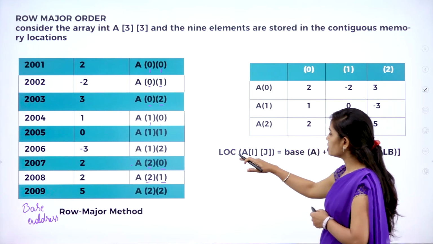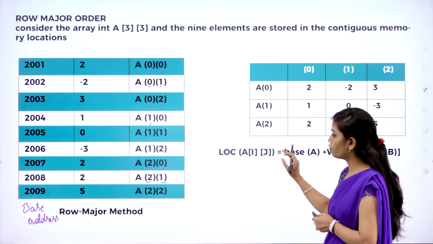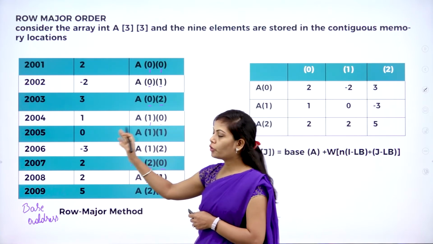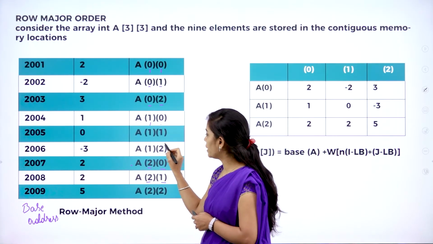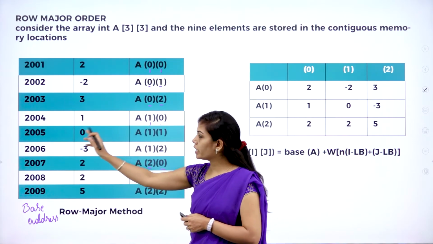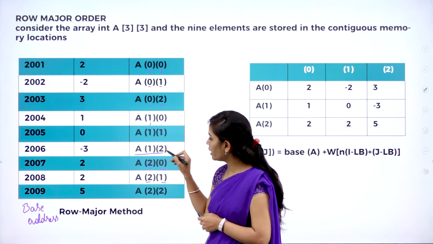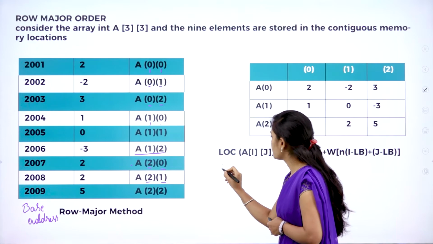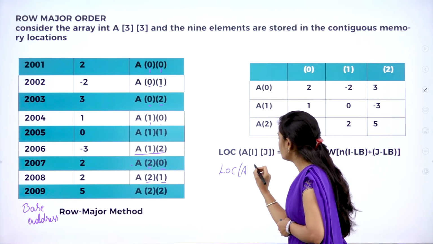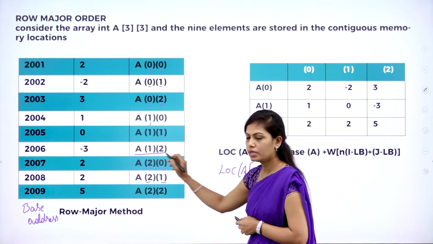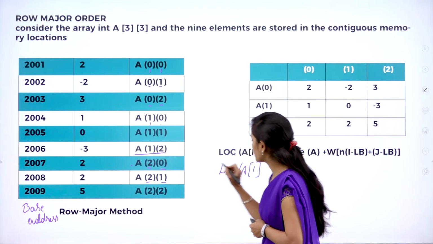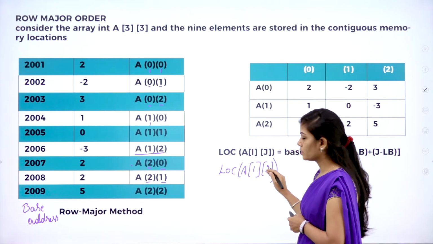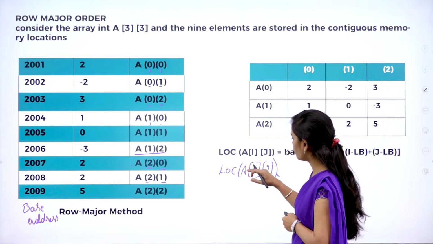Now, we have one formula for finding the row major order. Using this formula, we can find the memory address of an element. So, easily we can find the memory address of the location A of 1 and 2. We will find the location of 1 and 2. In A of I, I means the row, that is 1, and J I will consider as 2. Here I need to find the memory address location of the element A of 1 and 2.